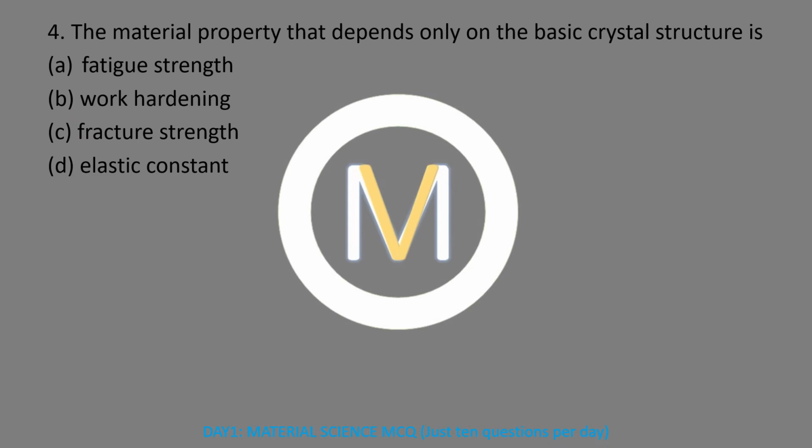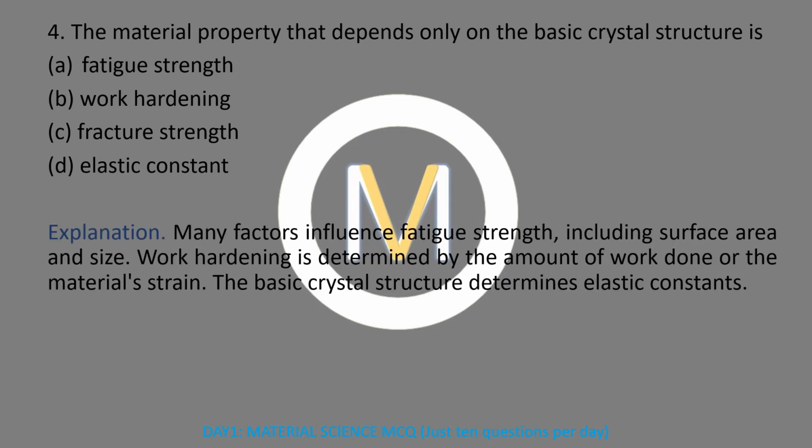Next, the material property that depends only on the basic crystal structure is fatigue strength, work hardening, fracture strength and elastic constant. So here the fatigue strength mainly depends on the surface area and size. Work hardening depends on the forces that we apply on the body. Fracture strength is also a similar part, but leads up to the fracture, and the elastic constant is basically determined by the crystal structure. So the right answer will be D, elastic constant.